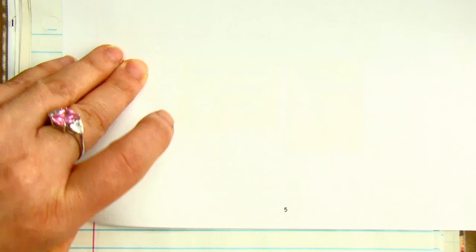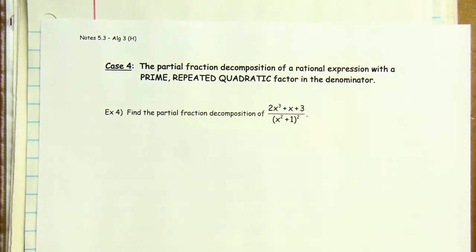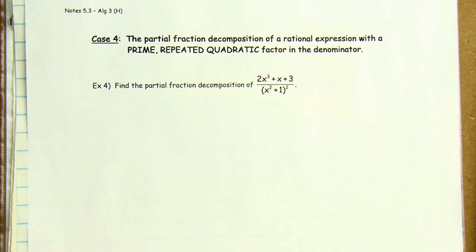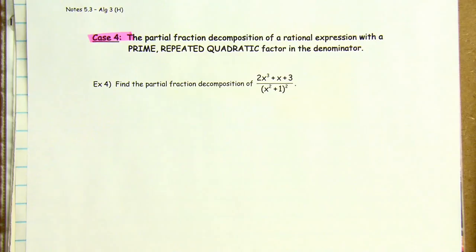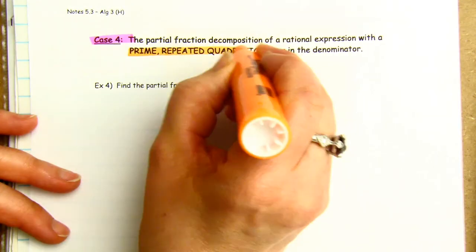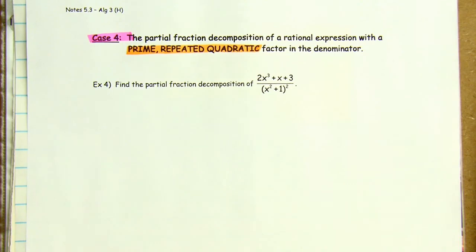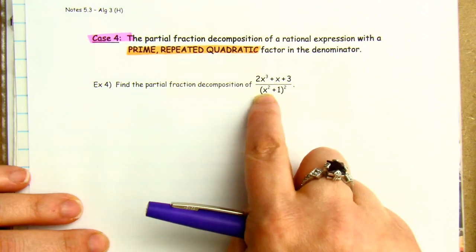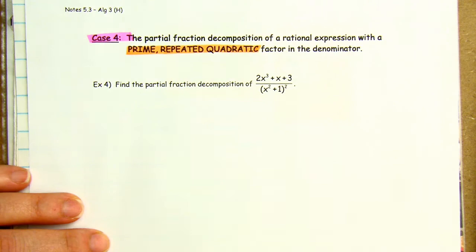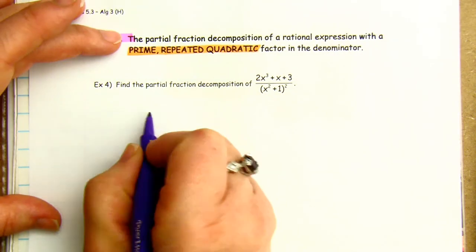All right, case number 4, the partial fraction decomposition of a rational expression with a prime repeated quadratic. Again, it's going to be factored all the way down already. So first we had linear, then linear repeated, then distinct quadratic, or non-repeated quadratic, and now we have a repeated one, because inside the grouping is quadratic and it's repeated. It's 2 times. So how do we set up our case there?